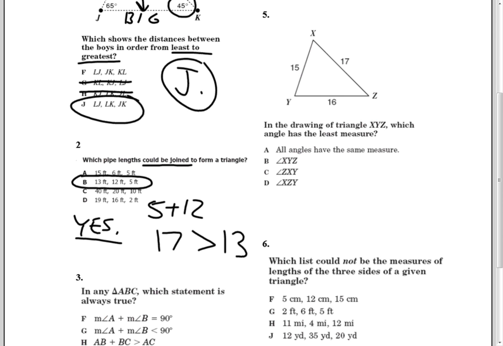Don't go in order. I got too many people just looking at the first two. Look at the two smallest sides. And that's choice B.